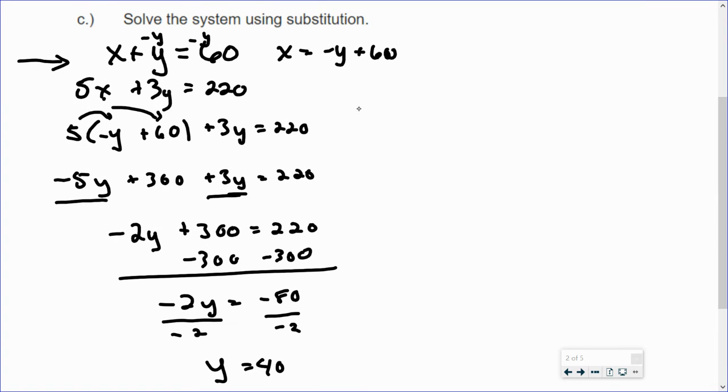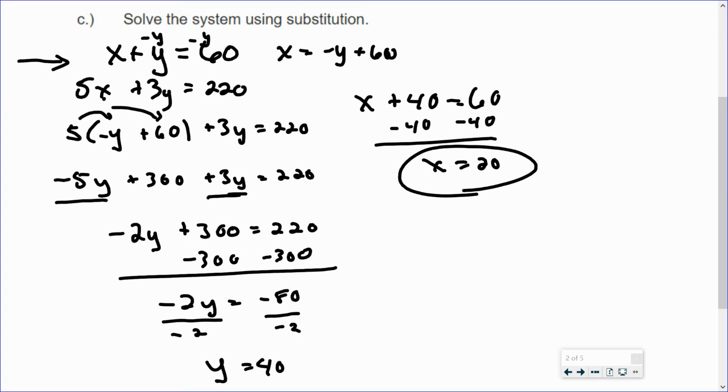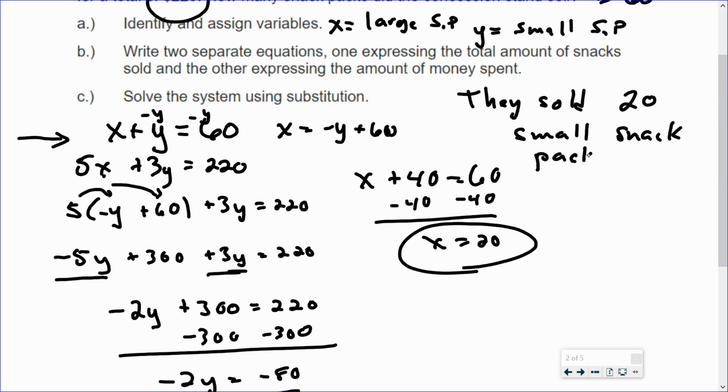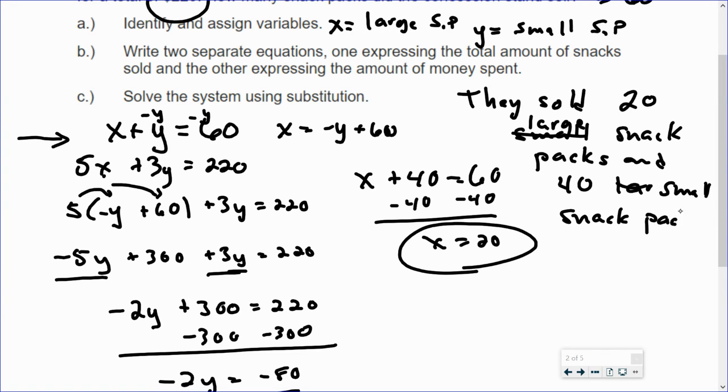So if I go back up here to the top, x plus 40 is equal to 60. Subtract the 40 from both sides. All right, now I have my answers. I got 20 here and 40 here. So what does that mean? They sold 20 small snack packs and 40 large. Oops, I got them backwards. Sorry. Okay, my x was my large. So I'm going to change this to 20 large snack packs and 40 small snack packs. Okay, word problem, word answer. So there's my final answer for this.